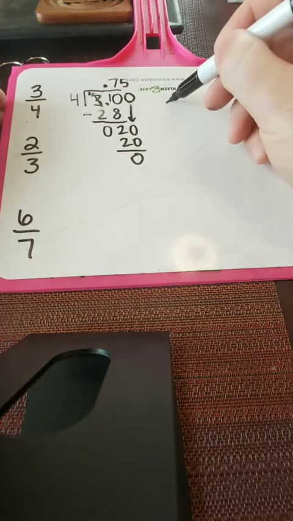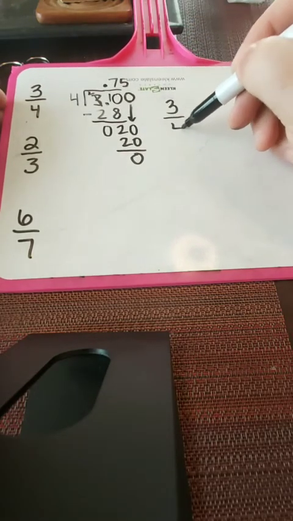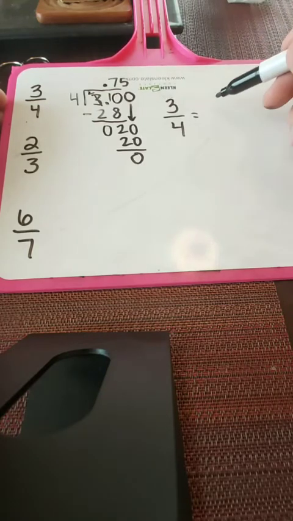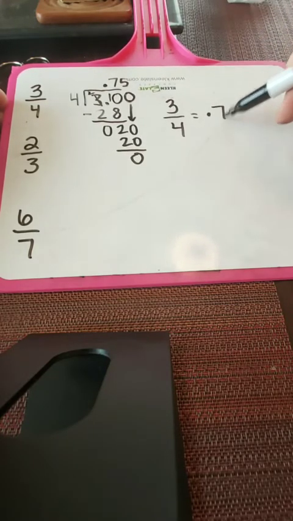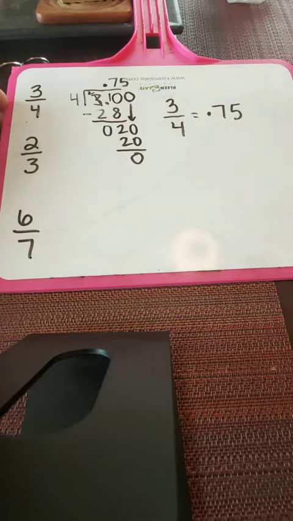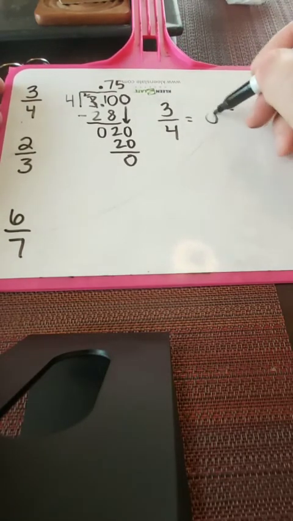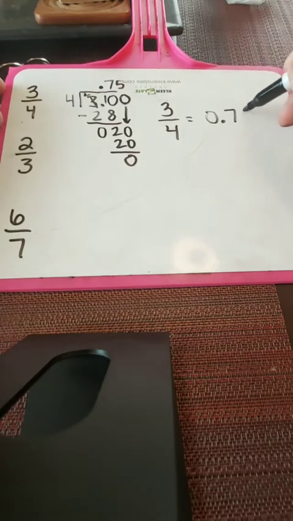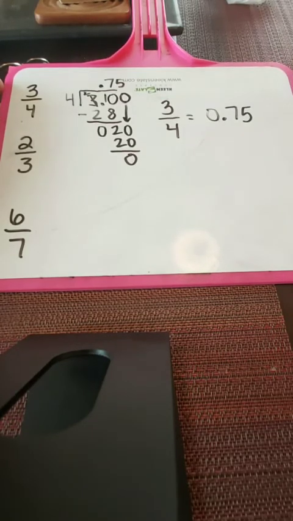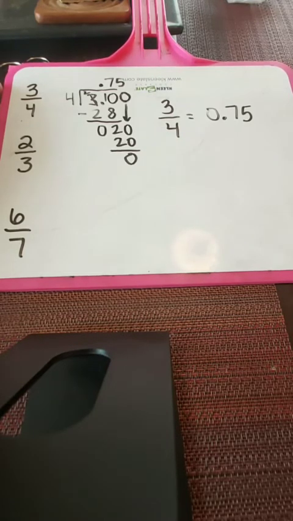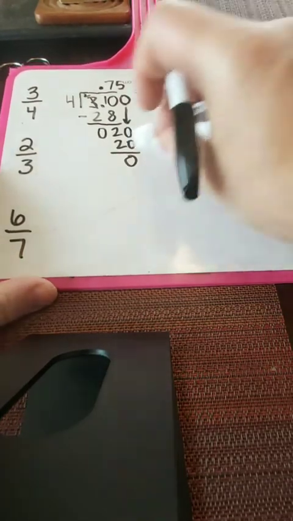So therefore, 3/4 has an equal decimal of 0.75. Again, you can convert that to money. That would be the same as having 75 cents out of $1. So, let's go to our second problem here. I'm going to erase this so we have some room.